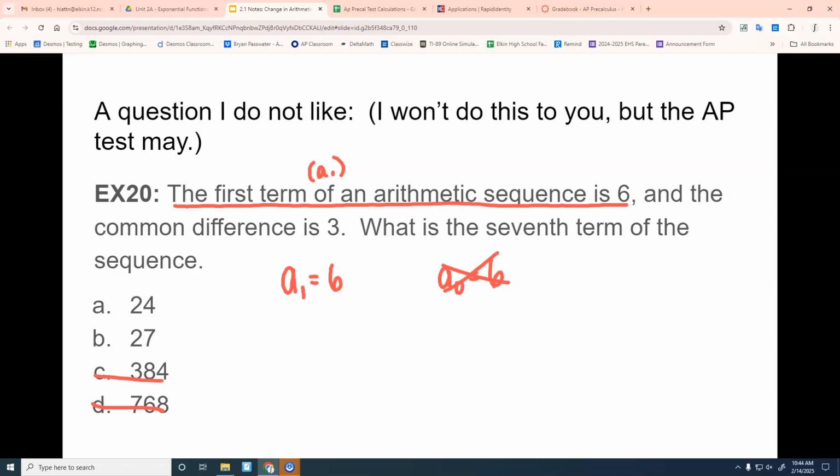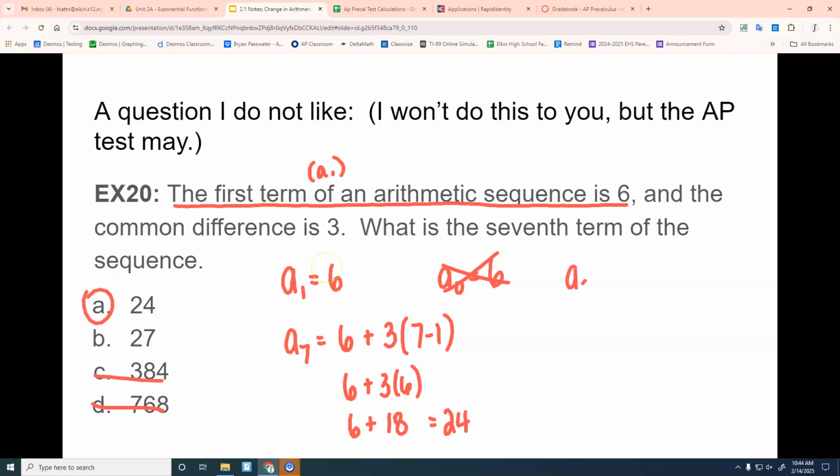So then you've got a couple options on how to deal with it. If you want to use the shortcut, going straight to A sub 7, you start at 6 and add 3 times 7 minus 1. So 6 plus 3 times 6 is 6 plus 18, which is 24. You also could just do A sub 2 equals 9, A sub 3 equals 12, and so on, and you should also get 24.